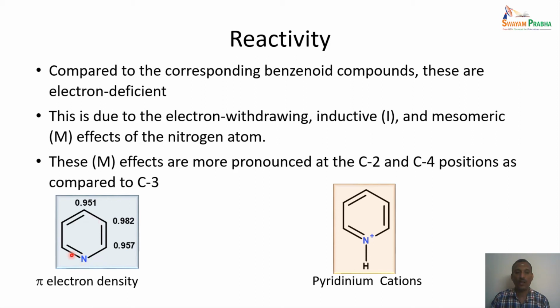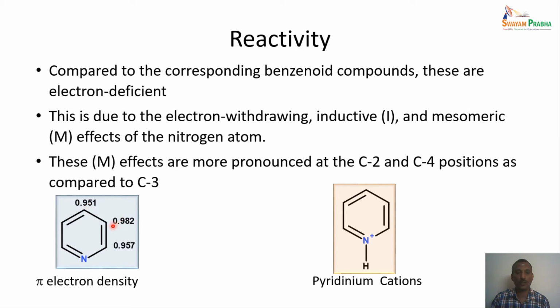That makes the aromatic ring electron deficient. So if you look at a benzene derivative, the electron density available is 1 for all the carbons, whereas in this particular case there is less than 1 electron density available. That is because the nitrogen is pulling more electron towards itself. So these M effects are more pronounced at C2 and C4 carbon. So that means this C2 carbon is more electron deficient. The C4 is the highest electron deficient one with the 0.951.